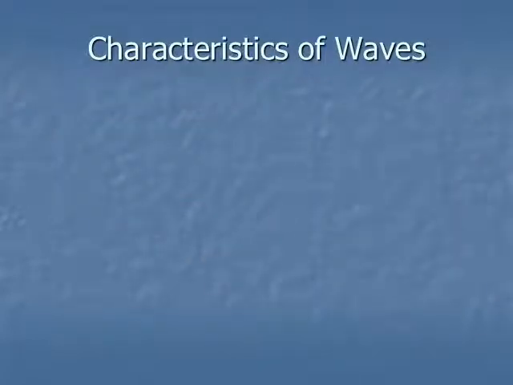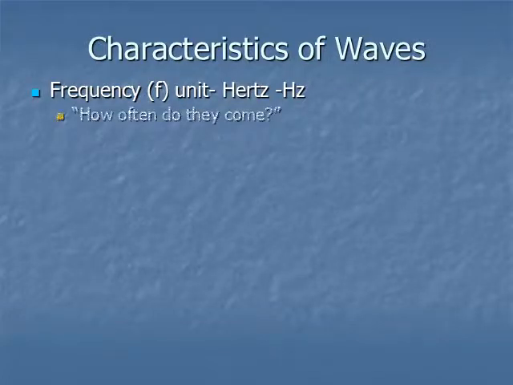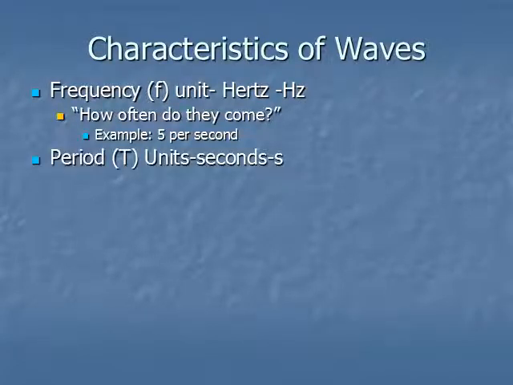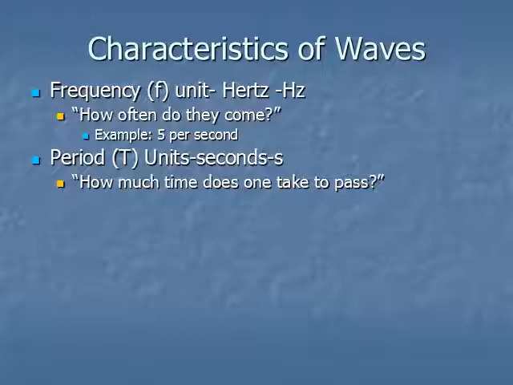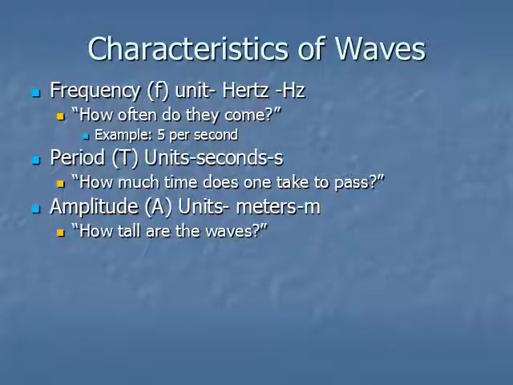Then there's different characteristics of these waves. There's frequency, which is going to have a unit of hertz, which is going to be how often something happens. The examples are 5 per second. Period, whose unit is seconds, which is how much time it takes one thing to occur or one to pass. Amplitude, which is in meters, which is how tall are the waves, or how hard are the waves, or how much energy is in the waves.